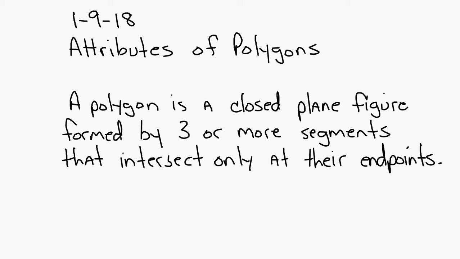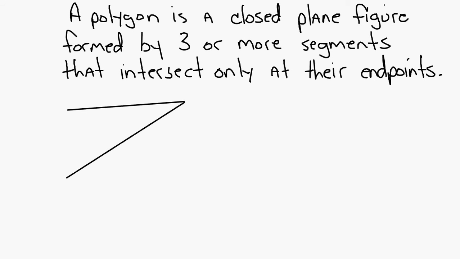So in your assignment today, you'll be asked if shapes are polygons or are not polygons. So something like this bow tie, is that a polygon or not a polygon? Yes. That's not a polygon. Intersect only at their endpoints. All right, these 2 segments that crisscross in the middle, they intersect somewhere other than their endpoints. Okay?